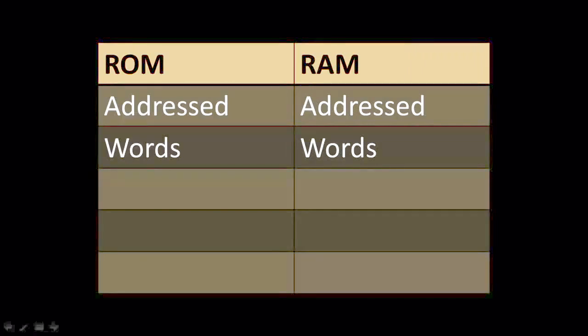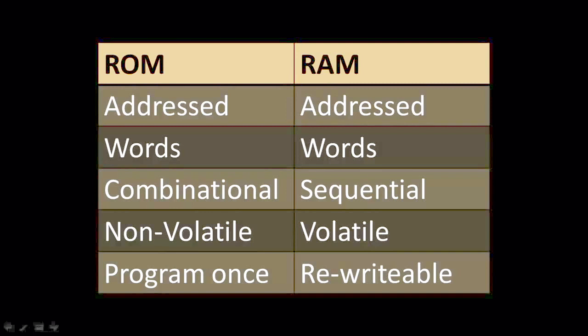Although ROMs and RAMs are both information storage devices that store information at addresses in words of a fixed length, they serve different purposes in a computer. ROMs are combinational circuits that are programmed once, ideally, and will never lose their information, even more ideally, when they lose power. In contrast, RAMs are volatile and lose information when they lose power, but they can be easily rewritten because they are based on sequential circuits.